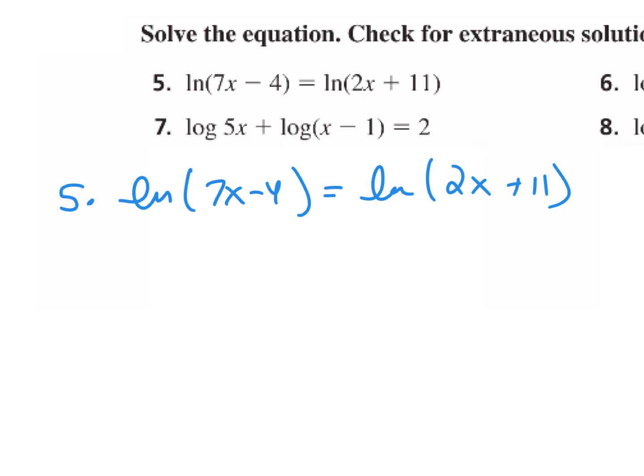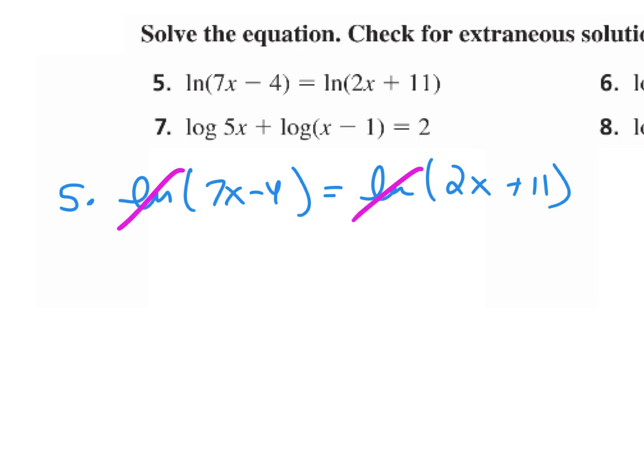All right, survey the situation. What's going on with number 5? Left-hand side, right-hand side. One ln on the left, one ln on the right. What can I do? Cancel them out. Cross them off. Now we're back to algebra.